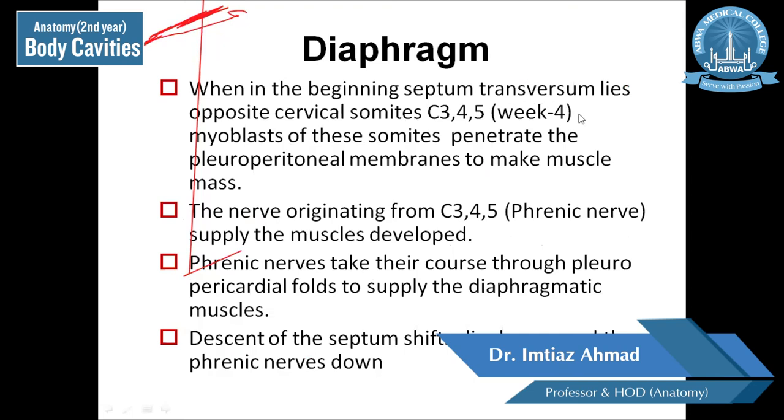In the beginning, the septum transversum lies opposite the cervical somites, C3, C4, C5, in week 4. Myoblasts of these somites penetrate pleuroperitoneal membranes to make muscle mass. The nerve originating from C3, C4 is the phrenic nerve that supplies the muscle. The phrenic nerves take their course through pleuropericardial folds to supply the diaphragm. Descent of the septum shifts the diaphragm and the phrenic nerve down.